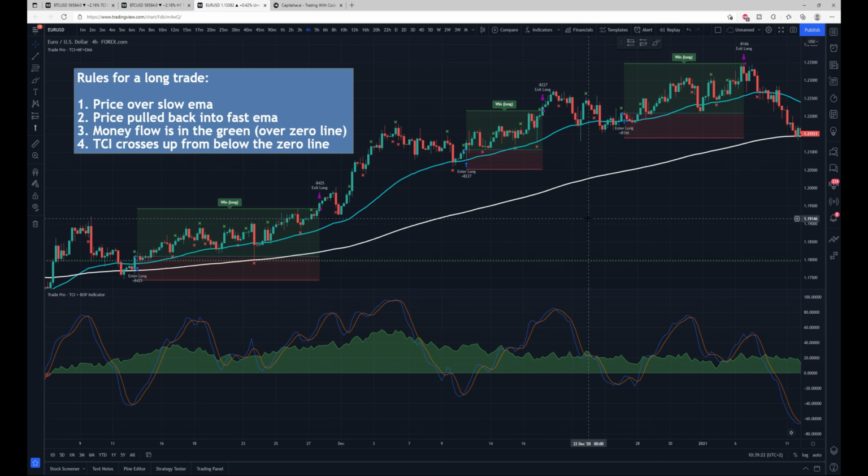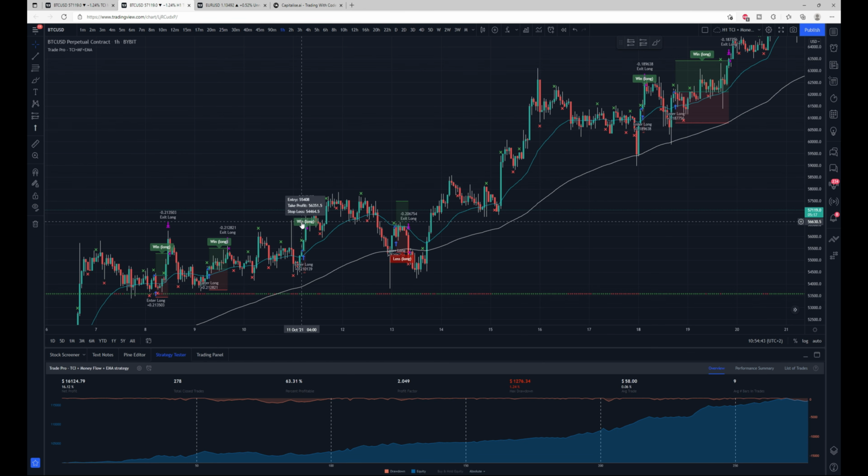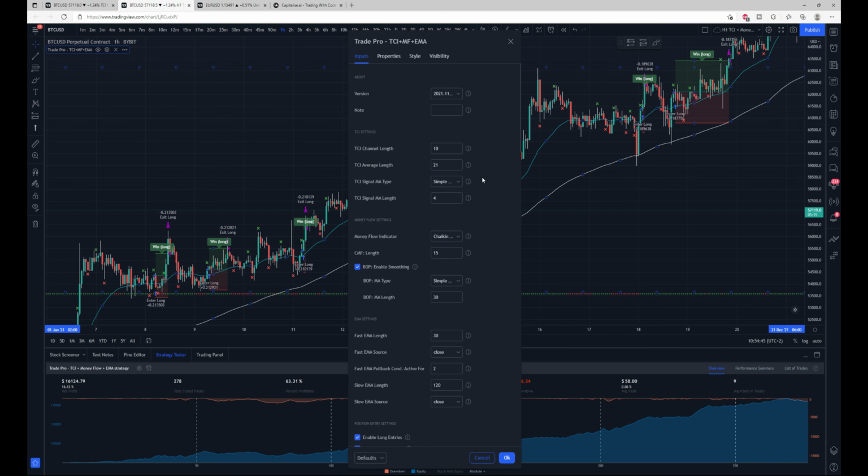All right. So let's go now into the actual strategy script's settings and just go through the different settings that it has that you can customize. All right, so let's check out all the different customizable settings here, starting at the top with the TCI settings. So this is just simple, just changing the way that the TCI moves and when the crosses happen.